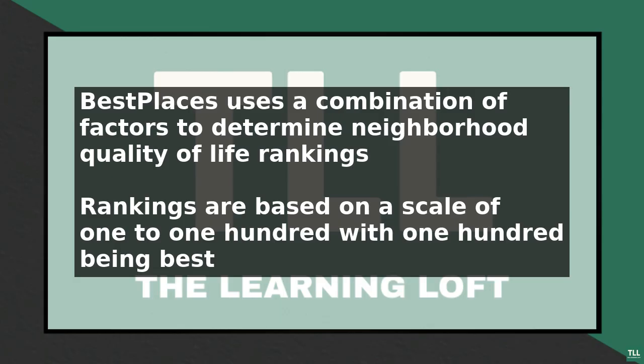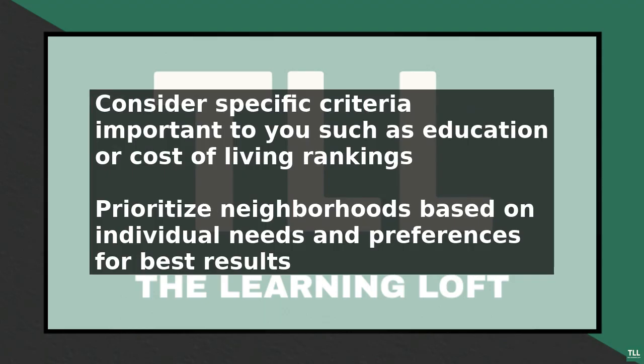With 100 being the best, the rankings are divided into several categories, including overall quality of life, cost of living, and education. When looking at the rankings, consider the specific criteria that are most important to you. For example, if you have children, you may want to prioritize neighborhoods with high rankings in education. If you are on a budget, you may want to prioritize neighborhoods with low cost of living rankings.